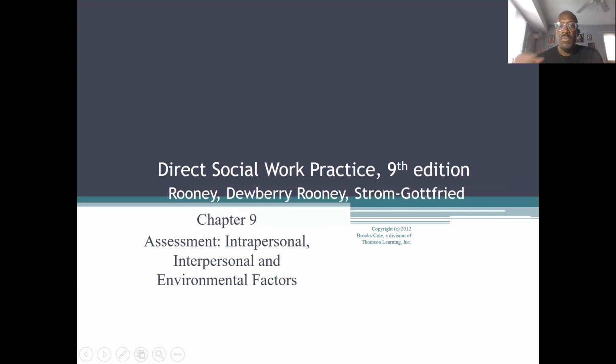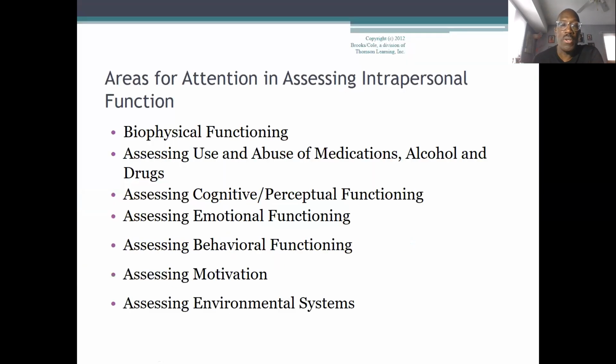So greetings once again. Today we're going to spend some time in chapter 9 talking about assessment: intrapersonal, interpersonal, and environmental factors. These are different modes of assessment that we really need to take into consideration. It's pretty important that you all understand what those dynamics are as you move on in your journey to become a social worker.